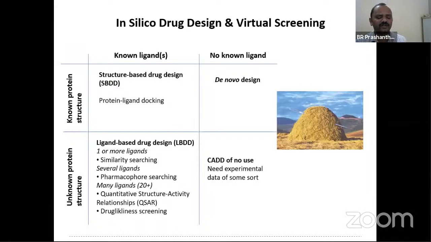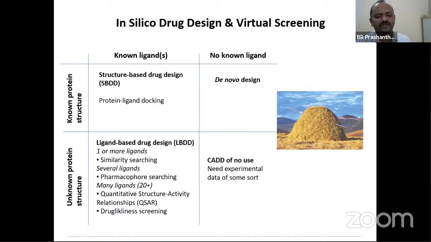Then we can do quantitative structure activity relationships, QSAR. What we do in QSAR is what we are going to discuss in this class now. Next is drug likeness screening. Lipinski's rule of 5 is also ligand based, even though it is connected to the ADME properties.